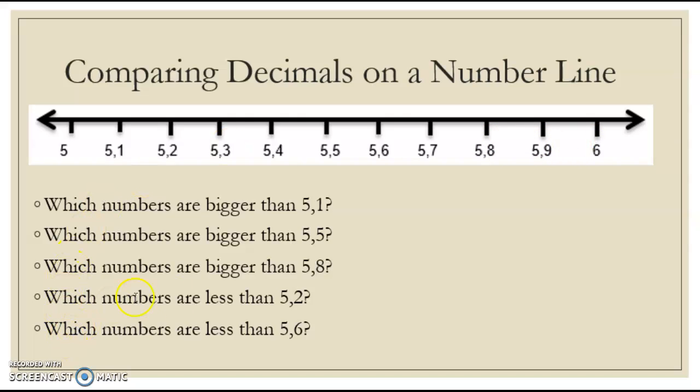Second last question, which numbers are less than 5,2? So that's anything to the left. So that would be 5,1 and 5. Last question, which numbers are less than 5,6? So we go to 5,6 and anything to the left of 5,6 will be less.